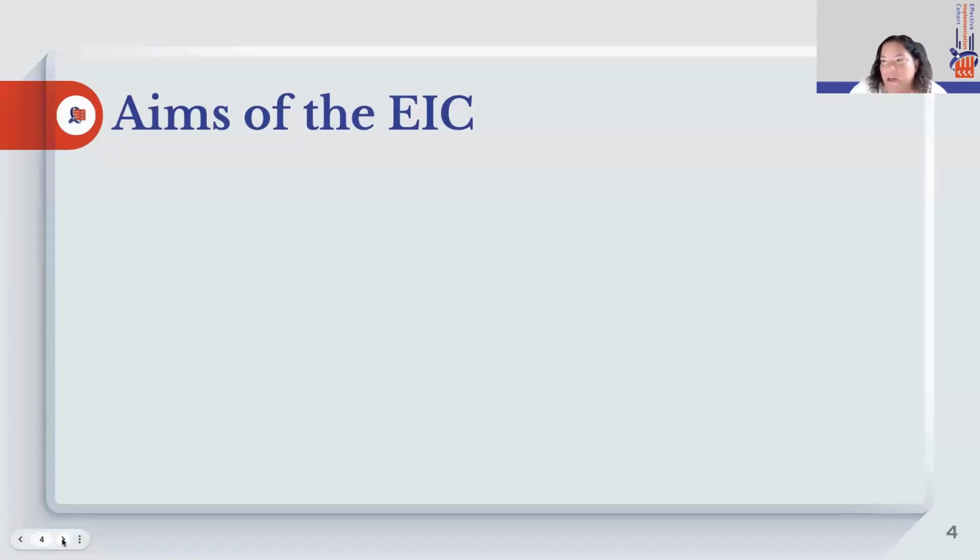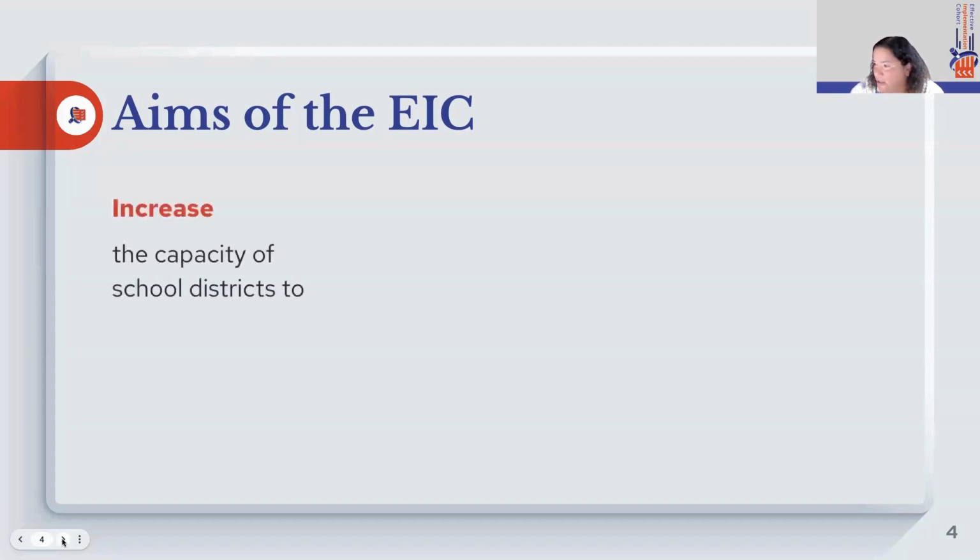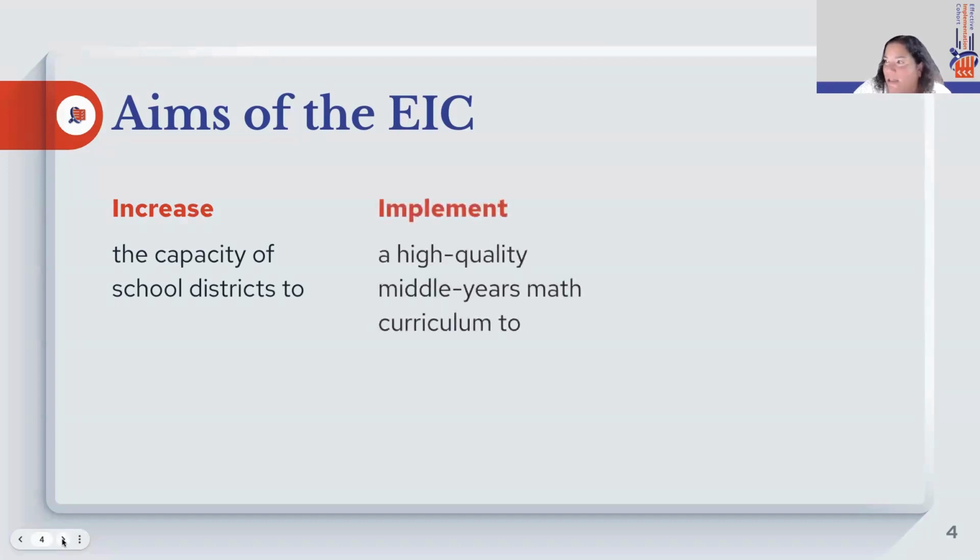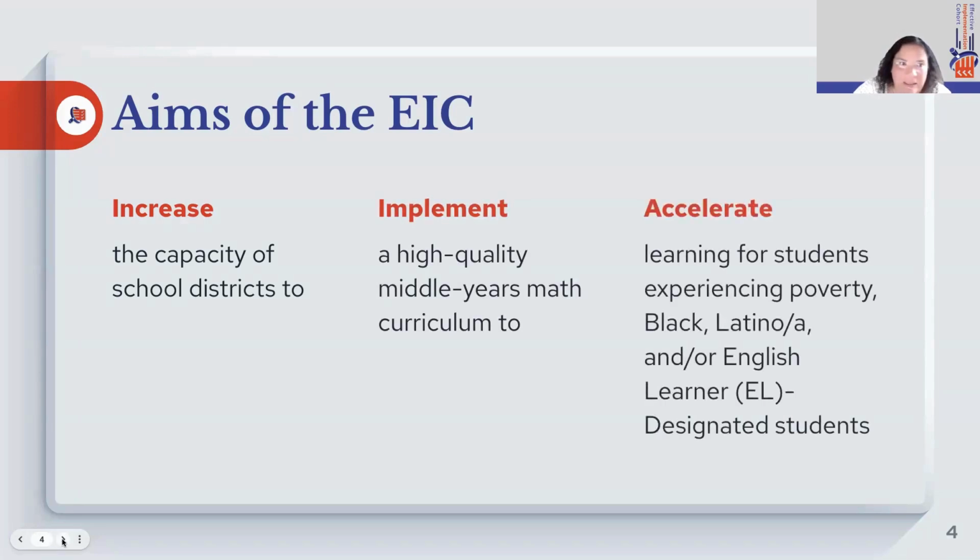Today in today's webinar, we're going to talk about the Effective Implementation Cohort project. The EIC aims to increase the school district's capacity to implement a high-quality middle grade curriculum to accelerate learning for students experiencing poverty, Black, Latino, and English learners, designated students.